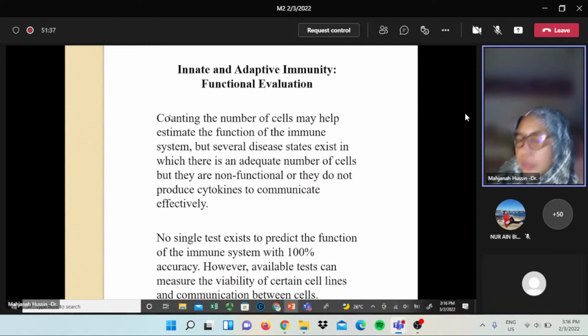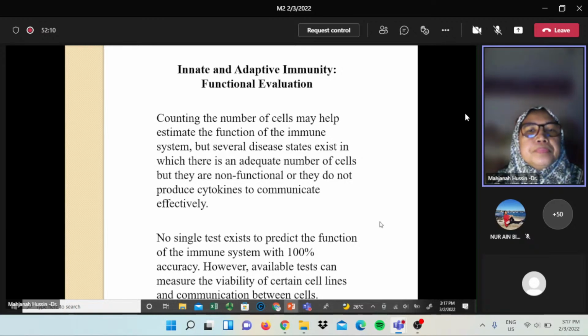So what is your task? Try to remember the innate and adaptive immunity and the function of how you evaluate, because we are in diagnostic immunology. Whatever we learned in the basic immunology before, this is when you can make use of that and evaluate people's status of immune system, be it the innate or the adaptive immunity.